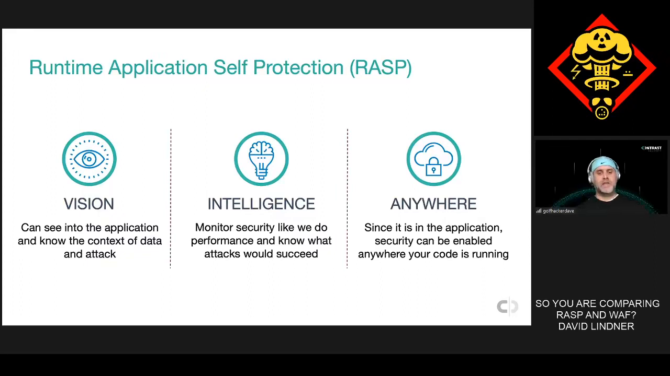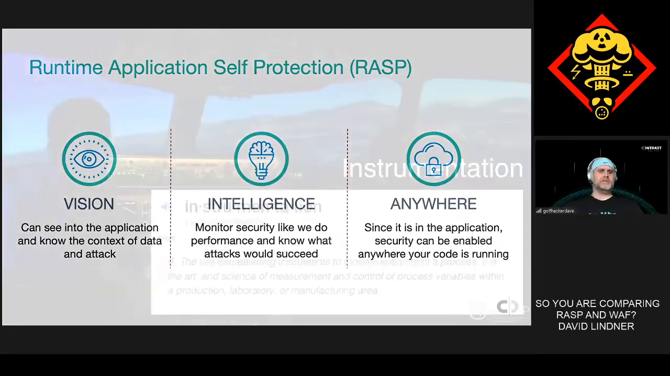The thing about a RASP is it's an anywhere type of thing, and always on. You can move from one JVM to another in a wholly different system or cloud, and you don't necessarily have to move the WAF with it, because it's self-contained in that application. So how does it do it?